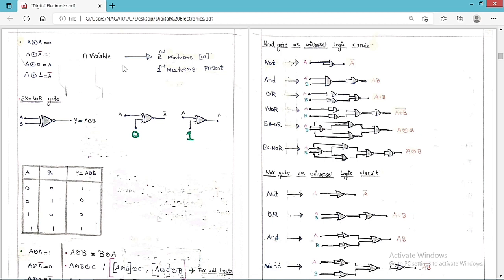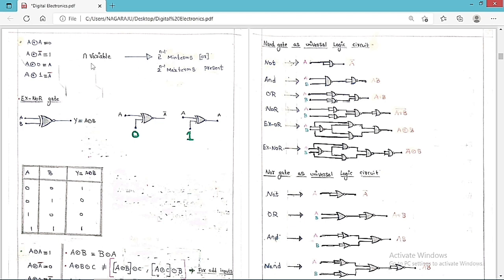So only 2 to the power of n minus 1 min terms and 2 to the power of n minus 1 max terms relate to this XOR. Basically, I am speaking only in terms of XOR. In terms of XOR, min terms mean the output is equal to 1 and max terms mean the output is equal to 0. So this many min terms you are going to get 1 and this many max terms you are going to get 0. This concept is only for XOR.